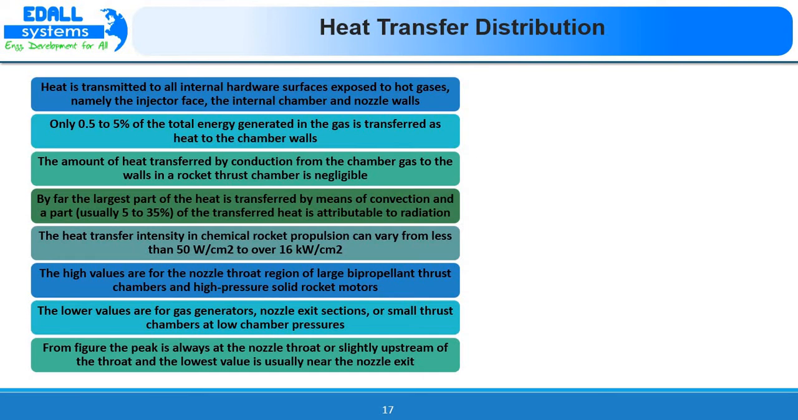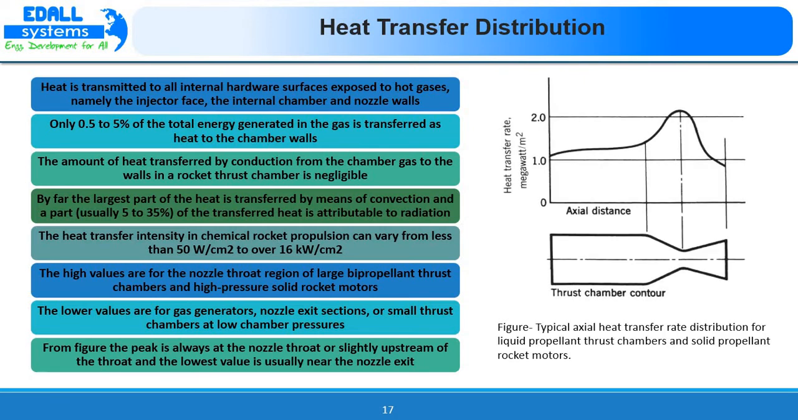The heat transfer intensity in chemical rocket propulsion can vary from less than 50 watt per centimeter square to over 16 kilowatt per centimeter square. The high values are for the nozzle throat region of large bipropellant thrust chambers and high pressure solid rocket motors. The lower values are for gas generators, nozzle exit sections, or small thrust chambers at low chamber pressures.